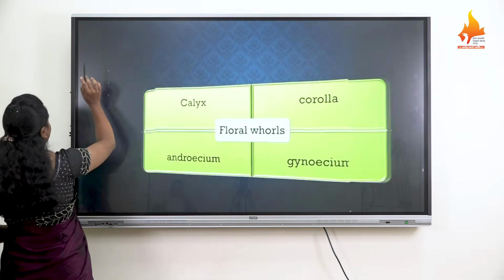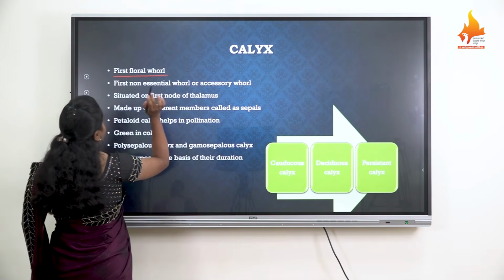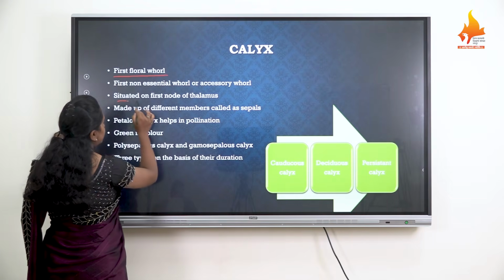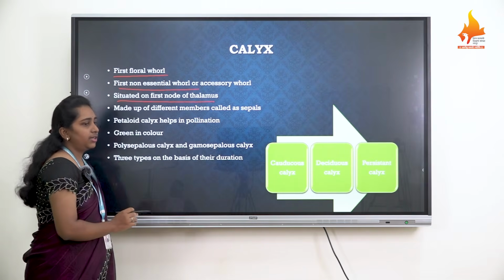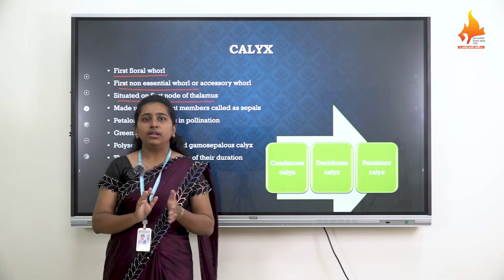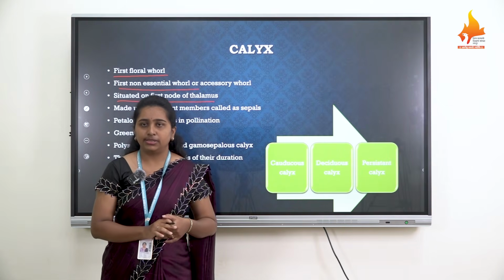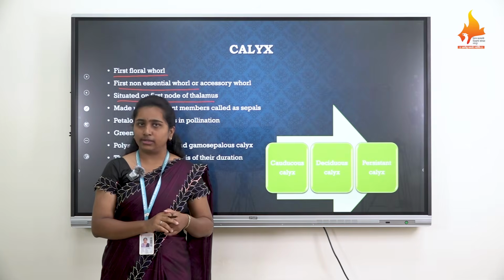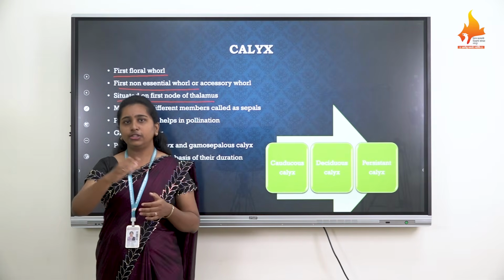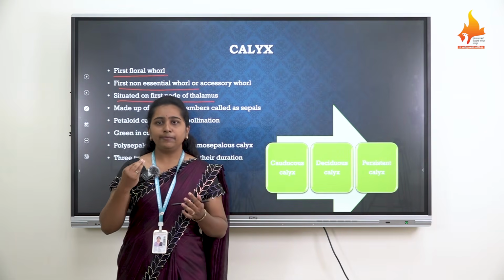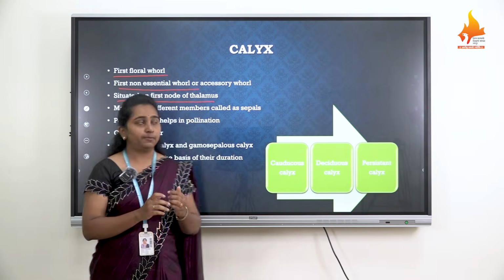So we discuss the non-essential whorl, that is calyx. It is the first floral whorl. It is present on the first node of the thalamus, and it is the first non-essential whorl. Non-essential, why? Because it does not take part in the reproduction but helps the flower in the reproduction. That is, calyx is usually green in color, right? So calyx helps in the photosynthesis process and helps the other floral whorls. So it does not directly take part in the reproduction, so we call it a non-essential whorl.